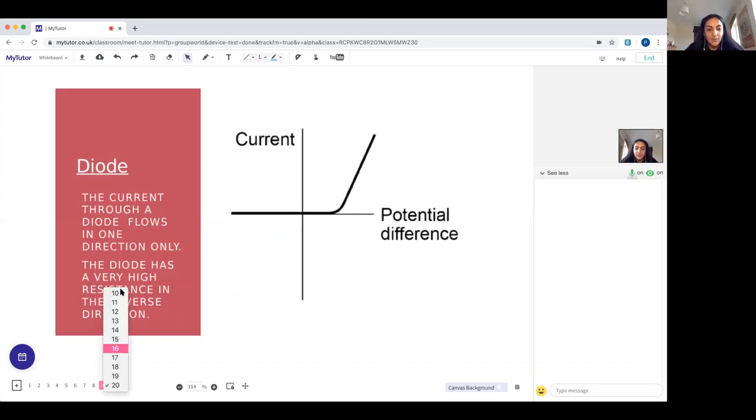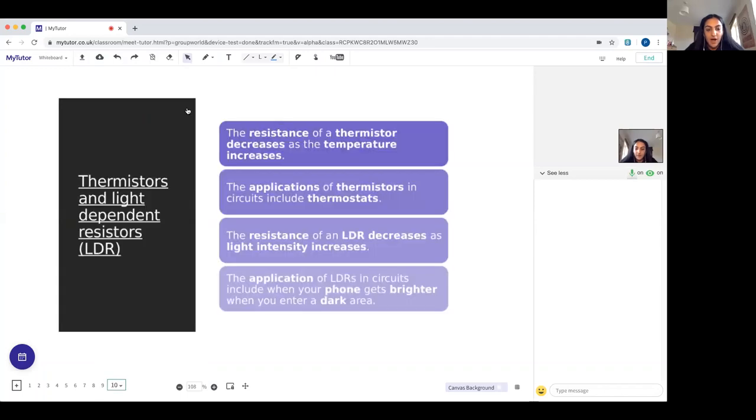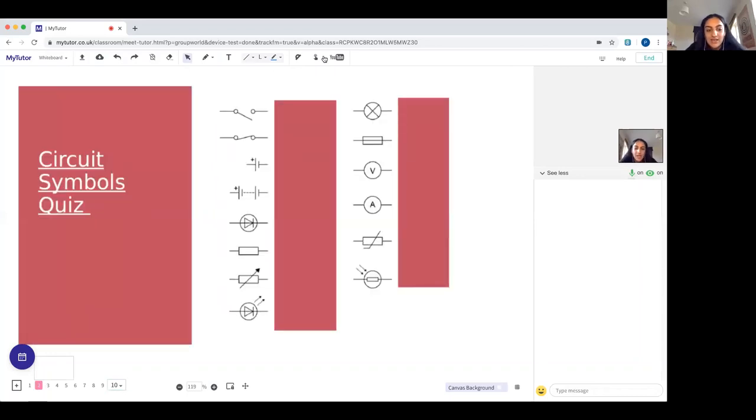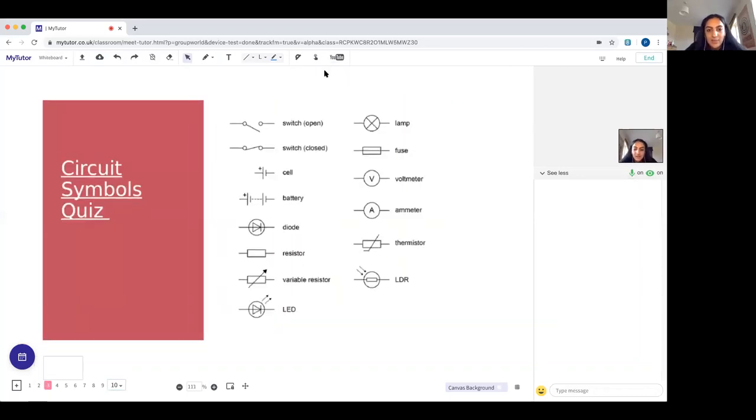Okay, so we're going to move on to the other two components. The other two weird ones, if we go back to our circuit symbols, are this one here, a thermistor, and a light dependent resistor.